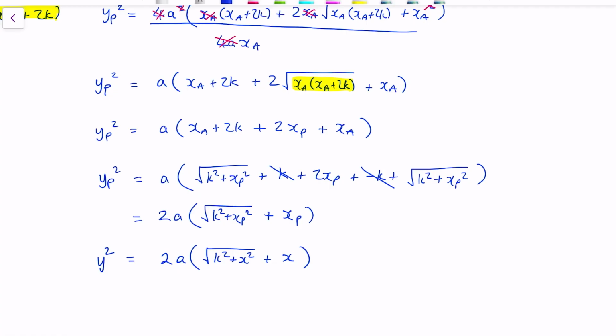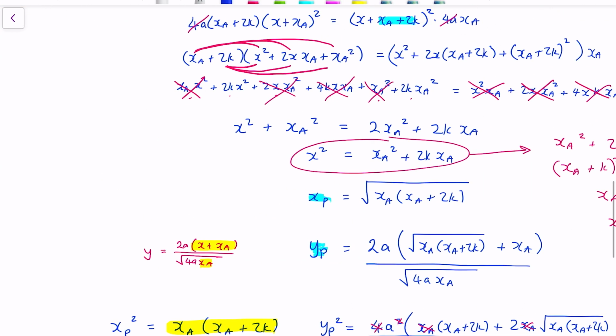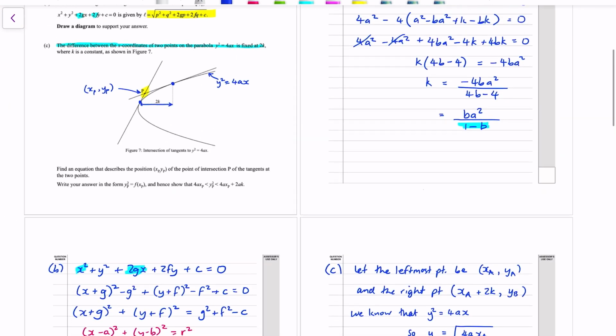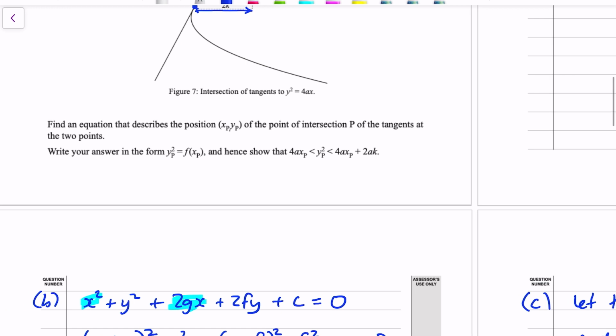Finally, we need to prove, because there's a second part to this question if it wasn't hard enough already. My goodness, where is it? Write your answer into the form yp squared equals some function of xp. Well, that would have been helpful. I was trying to find a way of connecting that together, and hey, it actually told us we should square the yp. Fortunately, I did that. And show that the equation is squashed in between 4axp and 4axp plus 2ak.